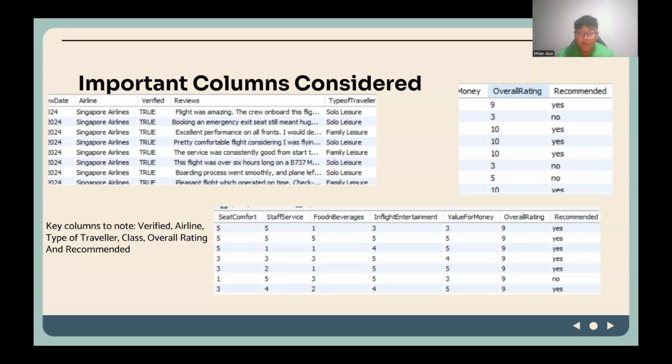As you can see in the below picture, the consumer in the second last row gave an overall rating of 9 but did not recommend the airline. You can see in the third row that a consumer gave staff service and food and beverages a 1 but gave an overall rating of 9 and recommended the airline. We felt that this is an inconsistency and decided not to use it. Therefore, we only use the reviews column for finding our top 5 complaints.